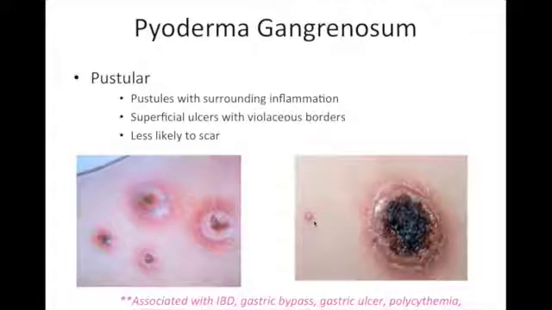Now, it can be pustular in itself, and this is an ulcerated pustule, but they may present initially as small pustules with a dusky erythema surrounding. Here's another one as well. These are more superficial and less likely to scar. These have been more associated with inflammatory bowel disease and gastric bypass, the whole GI tract.